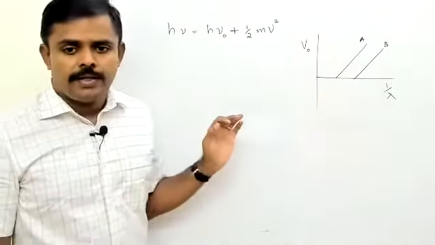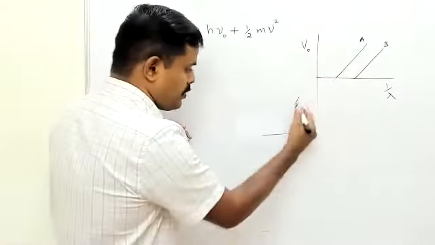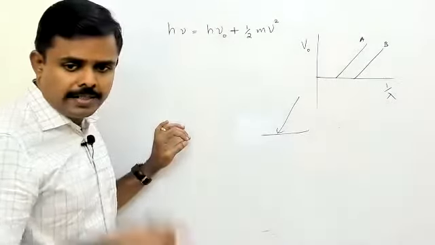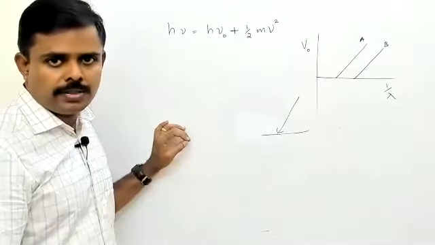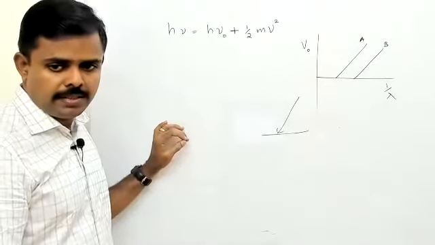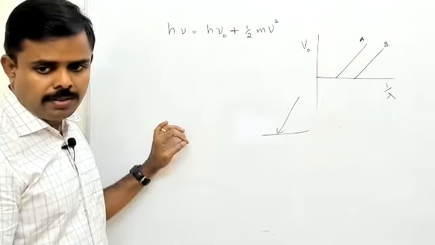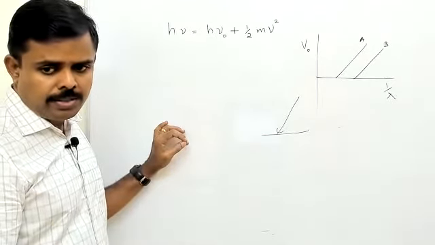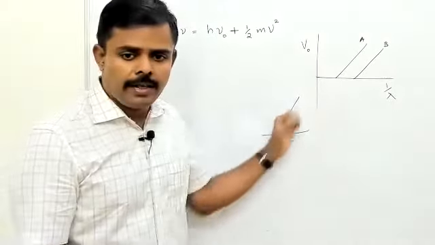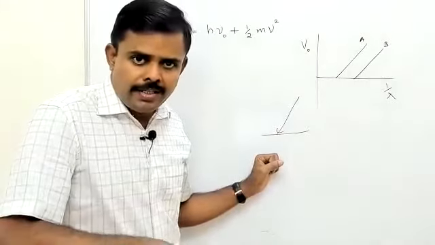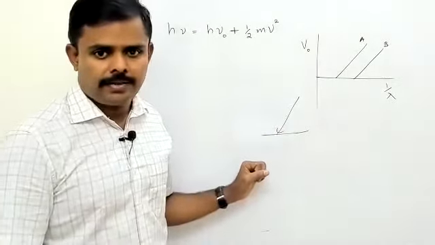Anyway, a photon is coming onto a surface and it is going in, it is digging an electron out. That is what photoelectric emission means, right? The photon falls on the surface, goes in, takes the electron out and comes back, right?